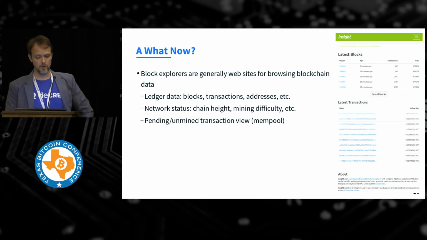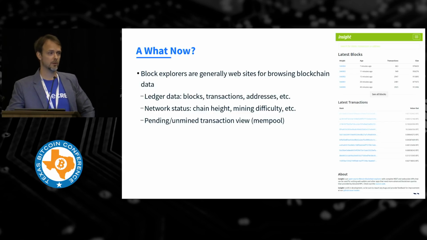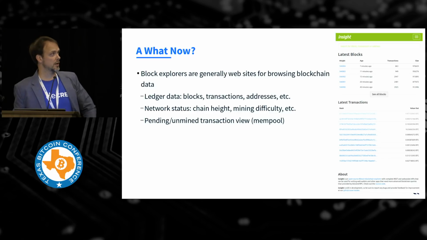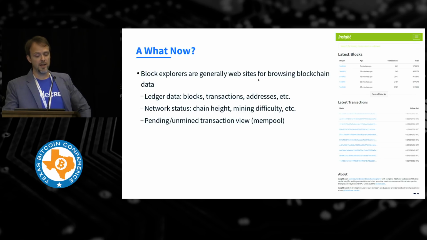So what is a block explorer? For those who are less familiar with the cryptocurrency space, they're generally websites used for browsing blockchain data. This can be ledger data such as blocks and transactions and addresses. Here I've shown a screenshot of a pretty common one called Insight, listing blocks and transactions, but they're also useful for seeing other things like network status, such as the height of the blockchain, that is, how many blocks have been added, mining difficulty, and other statistics that are of interest to people who are working on the network.